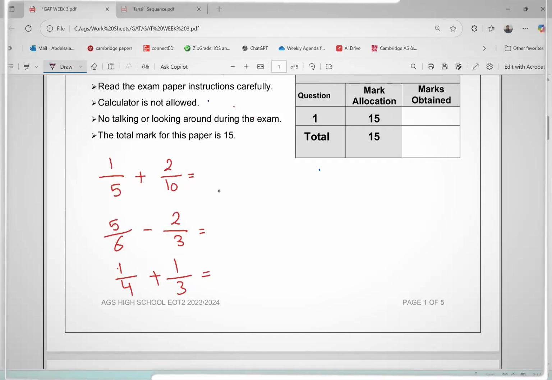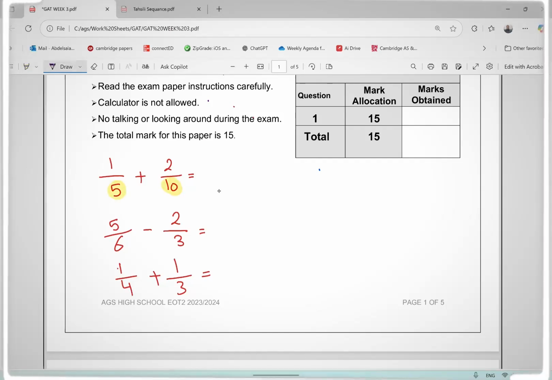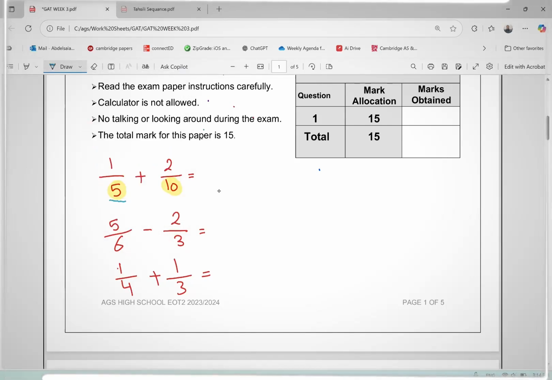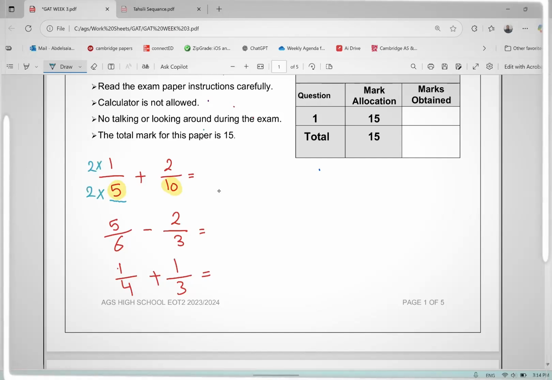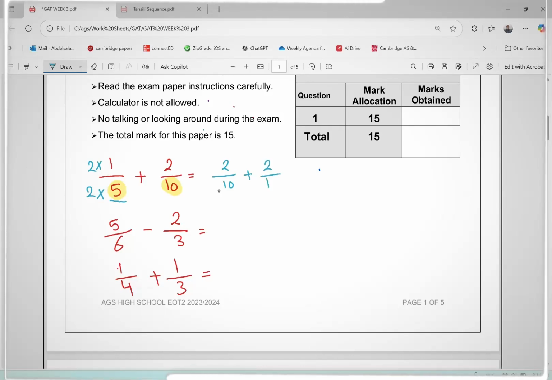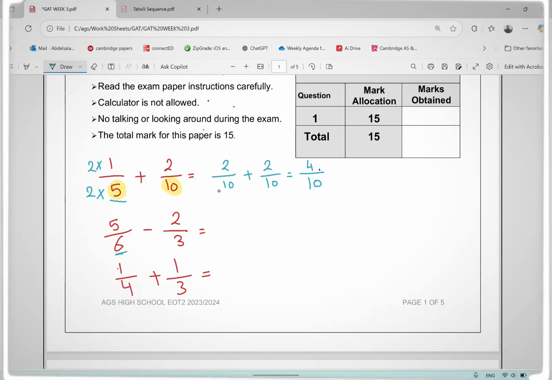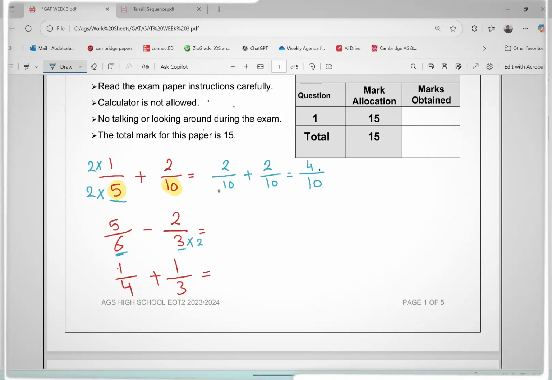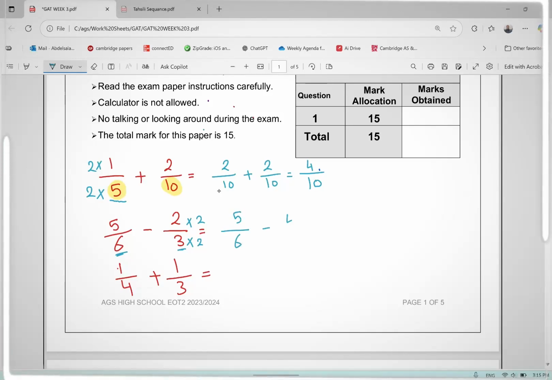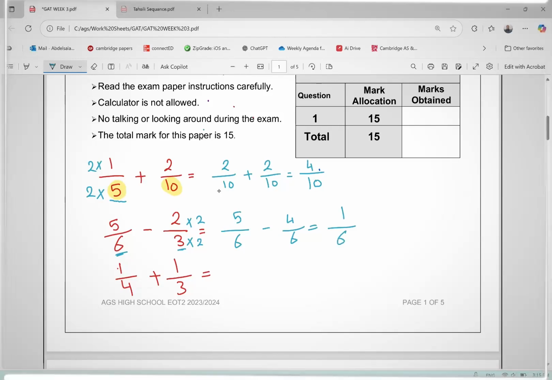Okay. First case, I do not have the same denominator, but this is a simple case, because can I multiply 5 by any number to be 10? Yes. So I have to multiply here only by 2. So the two fractions will be 2 over 10 plus 2 over 10. Again, the denominator will not change. 2 plus 2 equals 4. Again here, 6 and 3, I can multiply here by 2, which means 5 over 6 minus 4 over 6 equals 5 minus 4, 1. And here I have to write the same denominator.